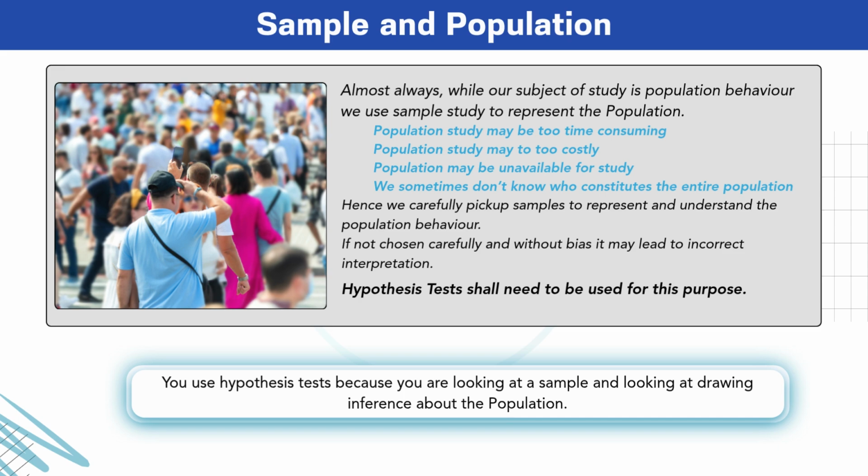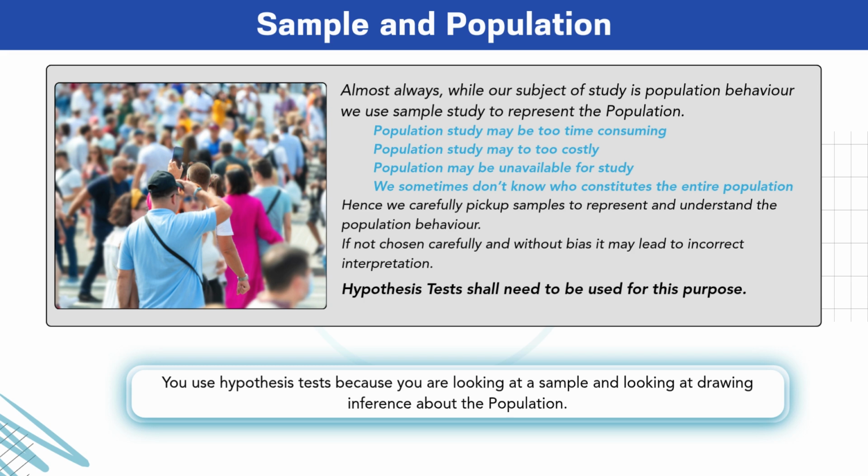Because of these practical constraints, we use a sample, a small representative group, to study and infer what's happening in the population. But here's the key point. We must choose the sample carefully and without bias. Otherwise, the conclusions we draw will be flawed and may not reflect the true population behavior. This is where hypothesis testing becomes essential. It allows us to validate whether patterns in the sample reflect those in the population, use statistical tools to measure confidence in our conclusions, and make informed decisions without having to test the entire population.